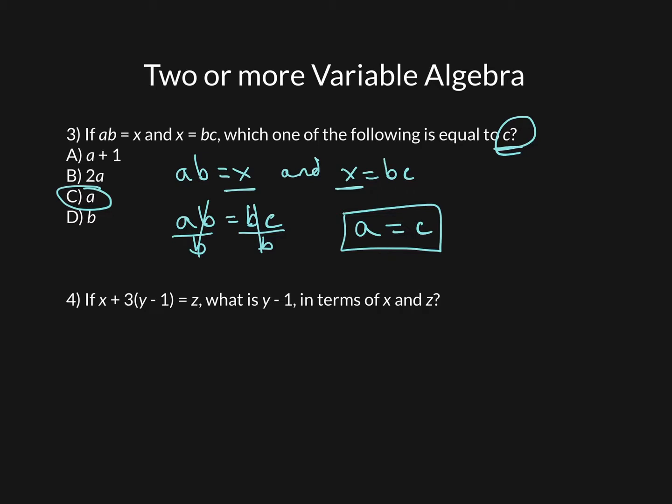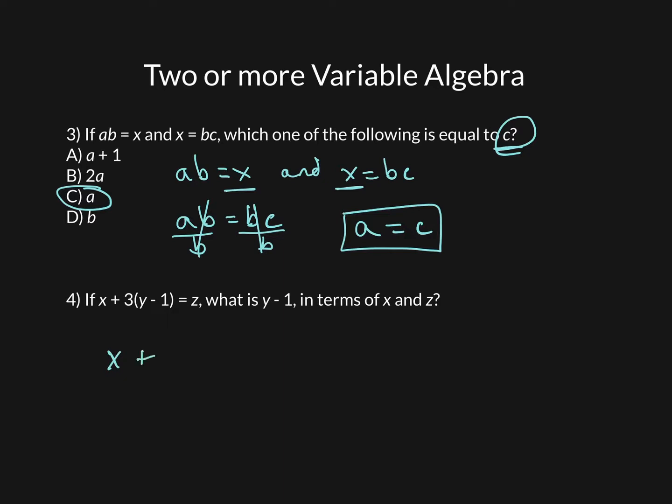Here we had three variables. We had A, B, and C, as well as the x, so actually 4 variables, and we were able to manipulate them in a way where we got rid of the x by setting the two equations equal to each other, divided by the b because they both had a b, and ultimately came to the conclusion that A equals C.